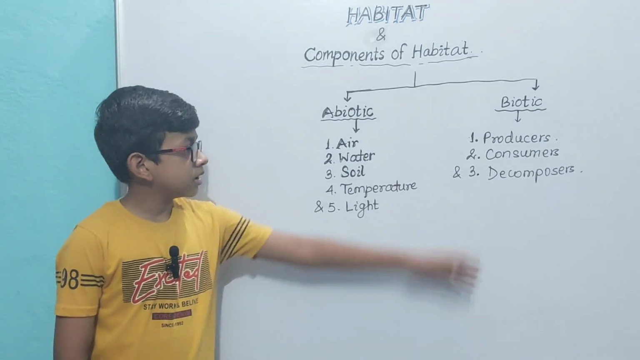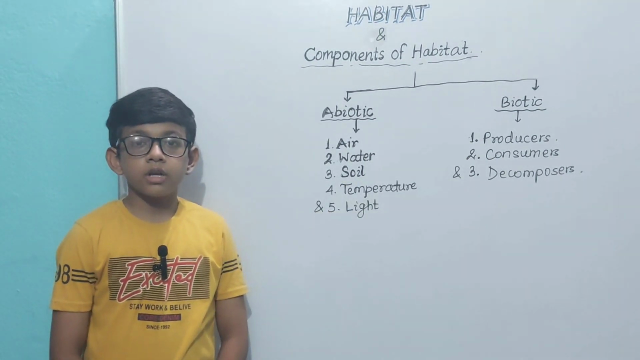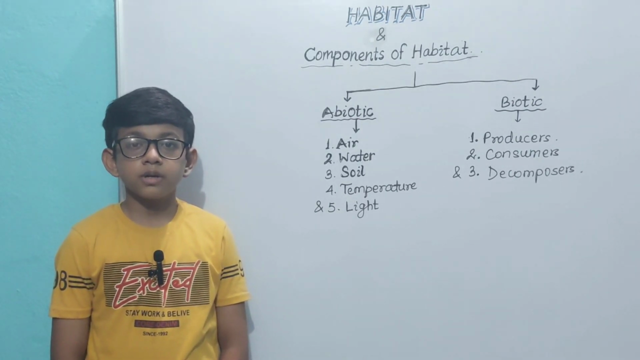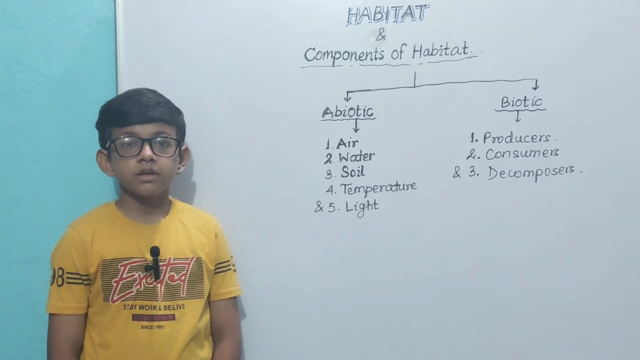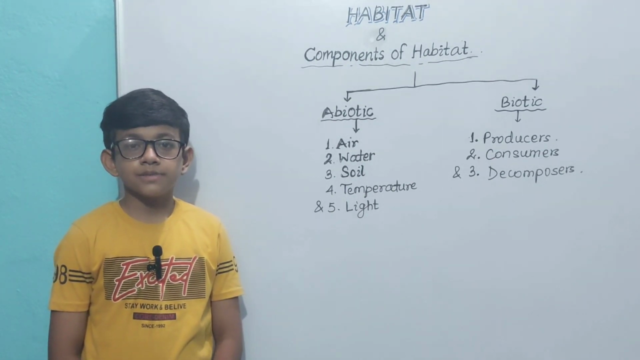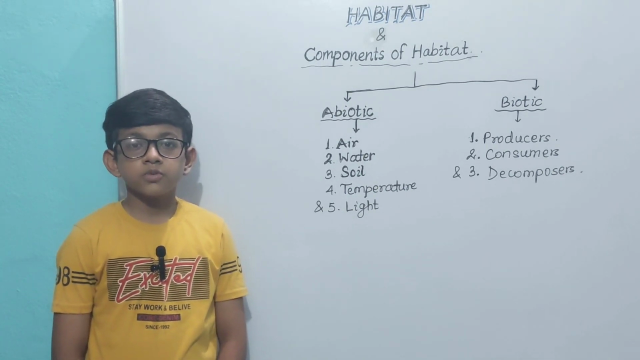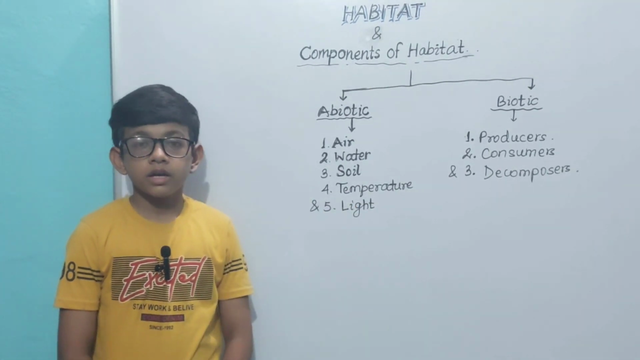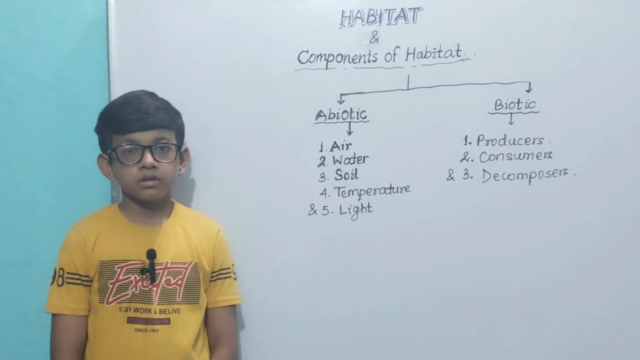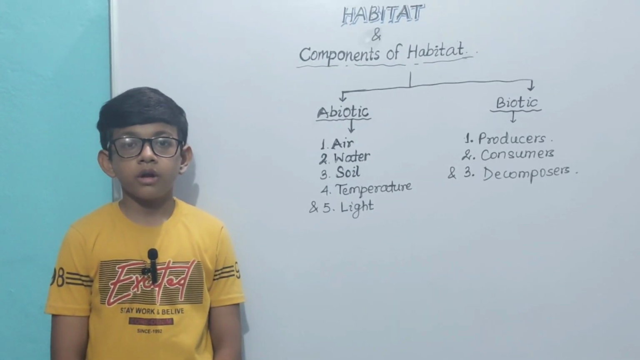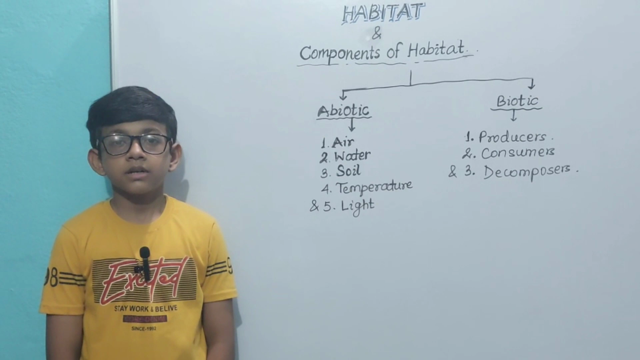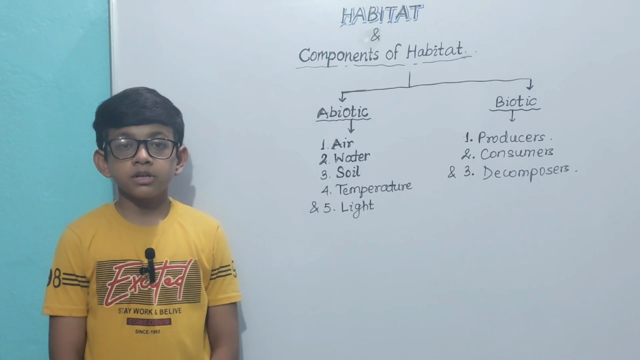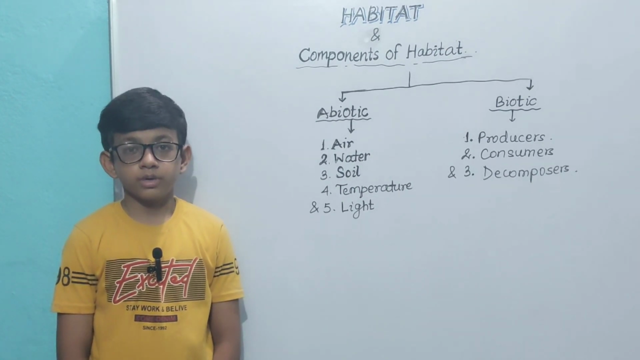Now let's know about consumers. Animals are called consumers. There are three types of consumers: primary consumers, secondary consumers, and tertiary consumers. Primary consumers include herbivores, secondary consumers include small carnivores, and tertiary consumers include large carnivores. Primary consumers feed on producers. Secondary consumers feed on primary consumers. And tertiary consumers feed on secondary consumers.